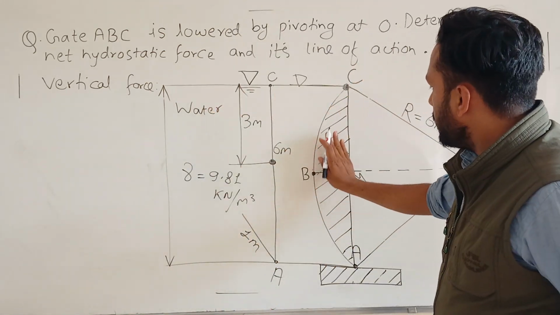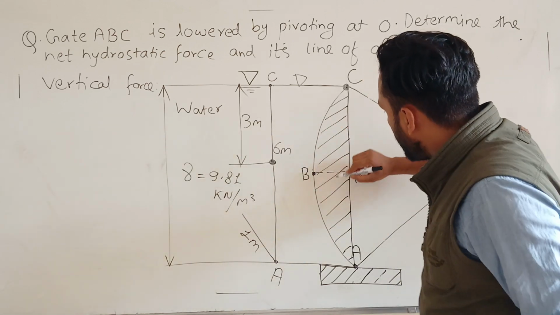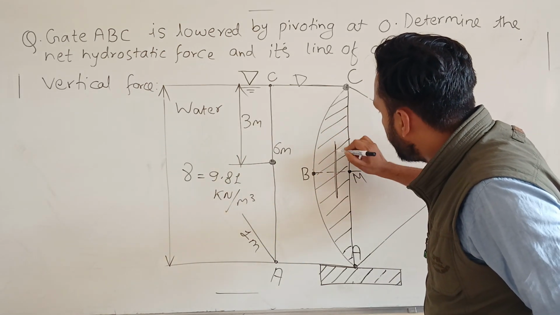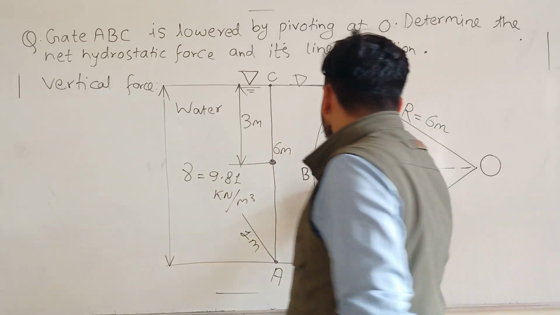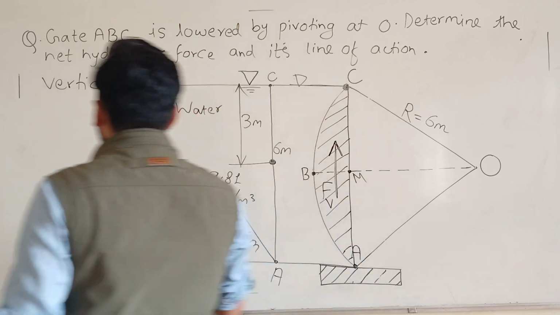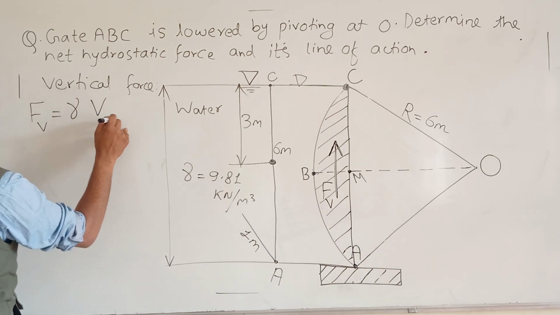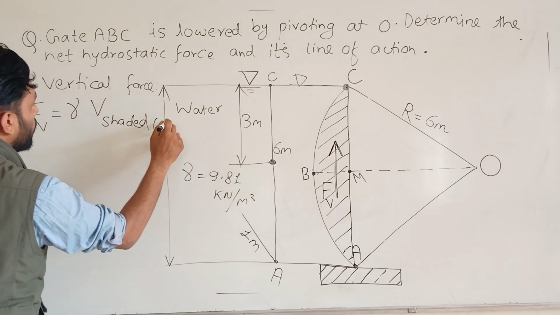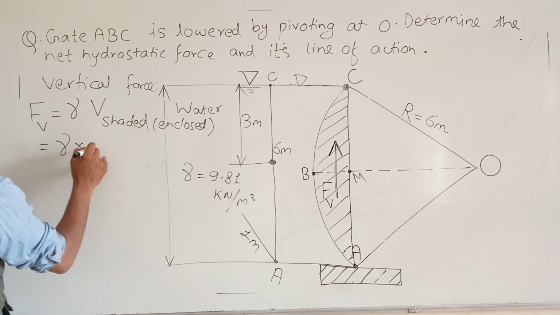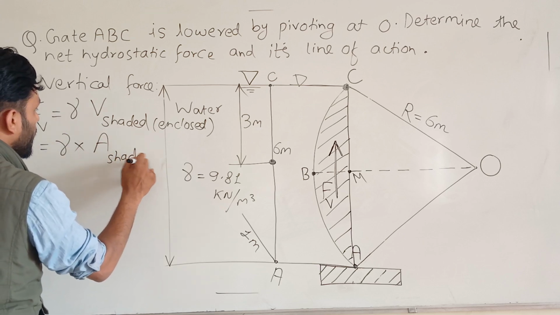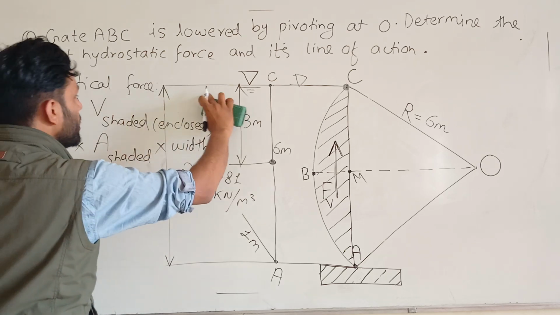Here you can see there is no liquid in the shaded portion because the liquid lies on the left side. So you can say that the vertical force is acting upward in this case. That's why we need to find out the vertical force by using the formula F_V is equal to gamma into volume shaded or enclosed. Volume shaded is found out by area shaded into width.